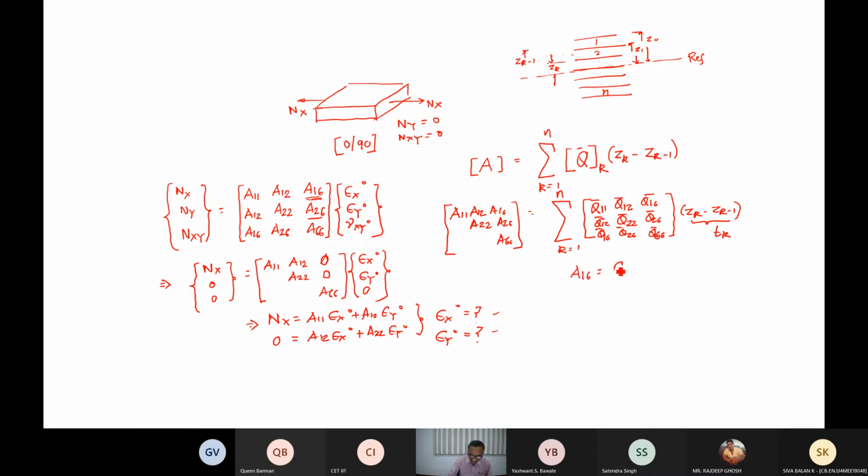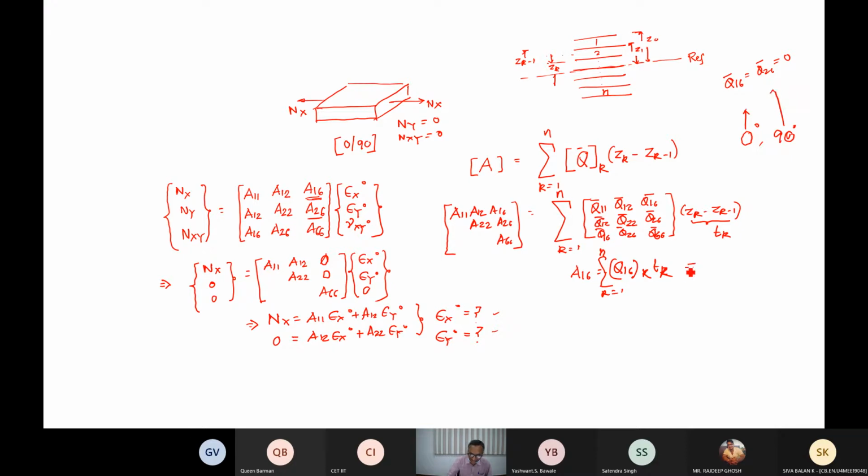A16 will be Q16 for the kth lamina, summed over all the laminae, times tk. Is that clear? Now suppose only two layers are there, one is 0 degree, another is 90 degree. So both are specially orthotropic lamina. What is the characteristic of a specially orthotropic lamina? Q16 bar, Q26 bar is equal to 0, isn't it? Similarly for 90 also.